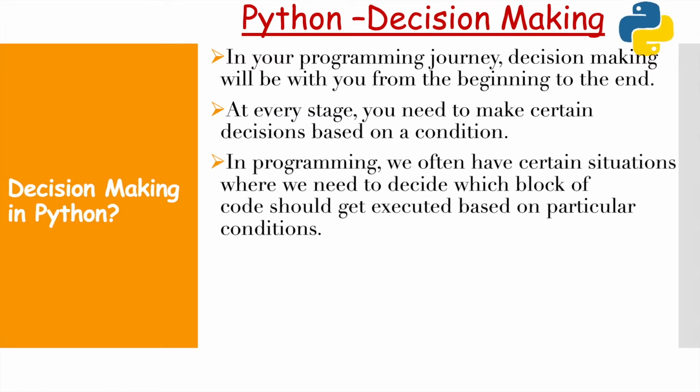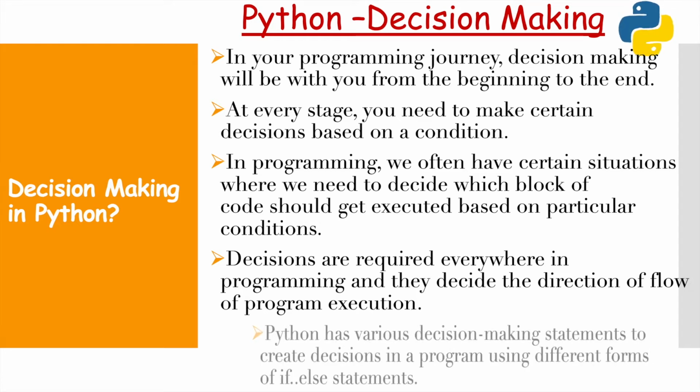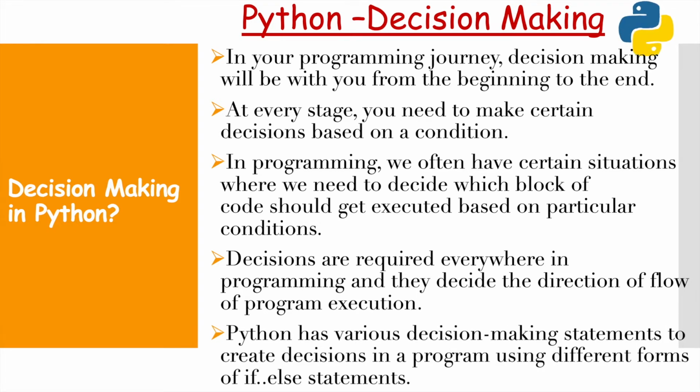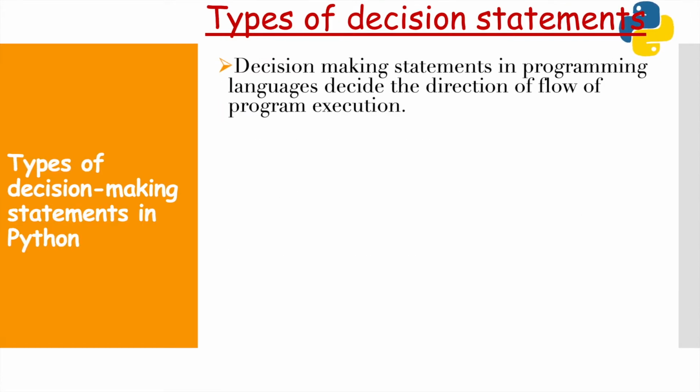So in programming, we often have certain situations where we need to decide which block of code should get executed based on particular conditions. And decisions are required everywhere in programming, and they decide the direction of flow of program execution. Python has various decision-making statements to create the decisions in a program using different forms of if and else statements. So let's see the various types of decision-making statements in Python.